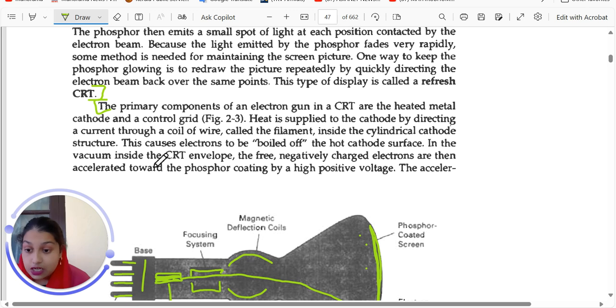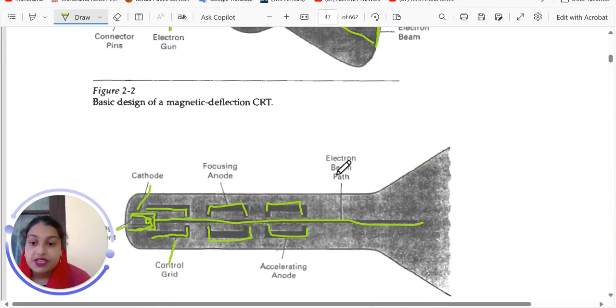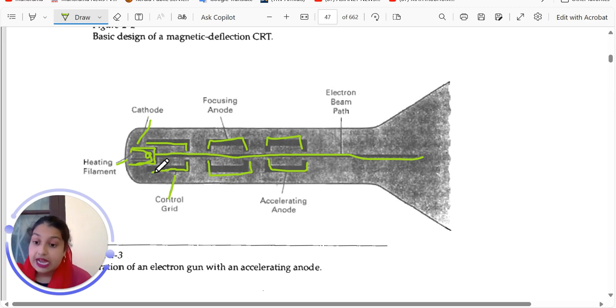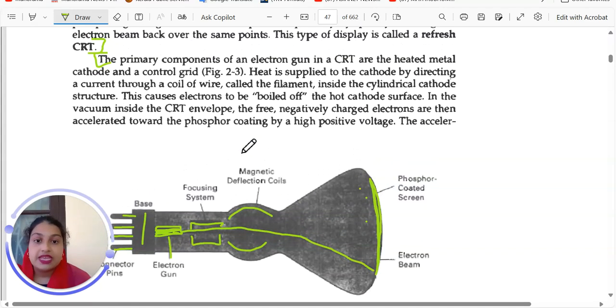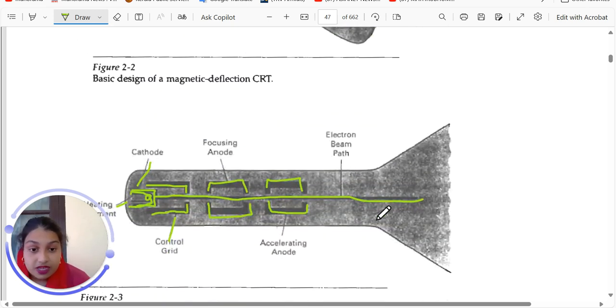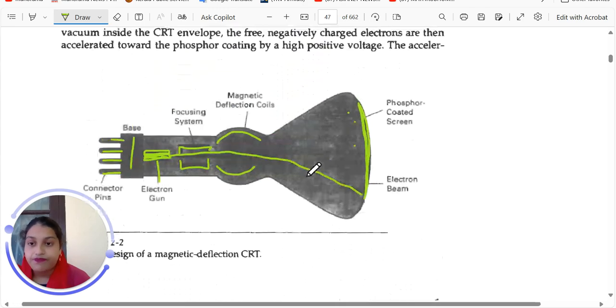Now, this causes the electrons to be boiled off the hot cathode surface. The electrons in the cathode surface will be boiled off. Okay. The hot cathode surface. In the vacuum inside the CRT envelope, the free negatively charged electrons are then accelerated towards the phosphor coating by a high positive voltage. So now it is vacuum over here. Okay. Inside this tube, it is vacuum.